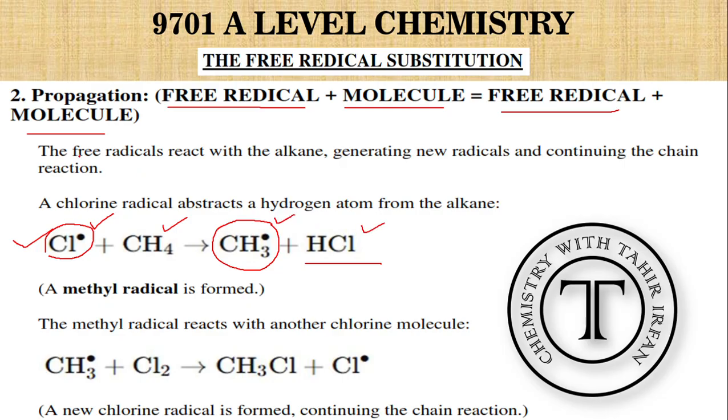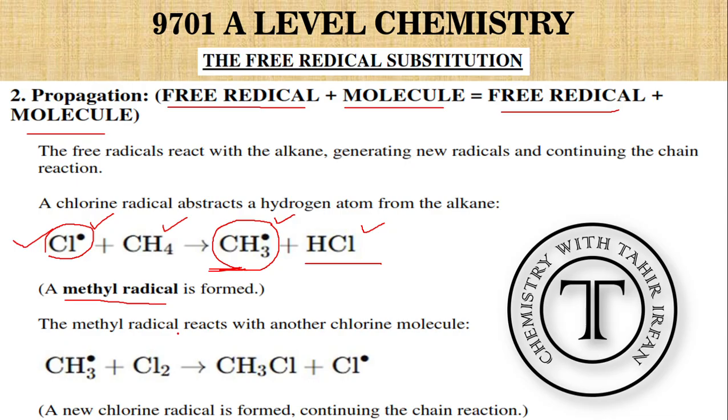So let's read that the free radicals react with the alkane, generating new radicals and continuing the chain reaction. A chlorine radical abstracts a hydrogen atom from the alkane. So one HCl will be formed and there will be a CH3 left that will contain a single unpaired electron on the carbon atom. This is called a methyl radical. So a methyl radical is formed, this one.